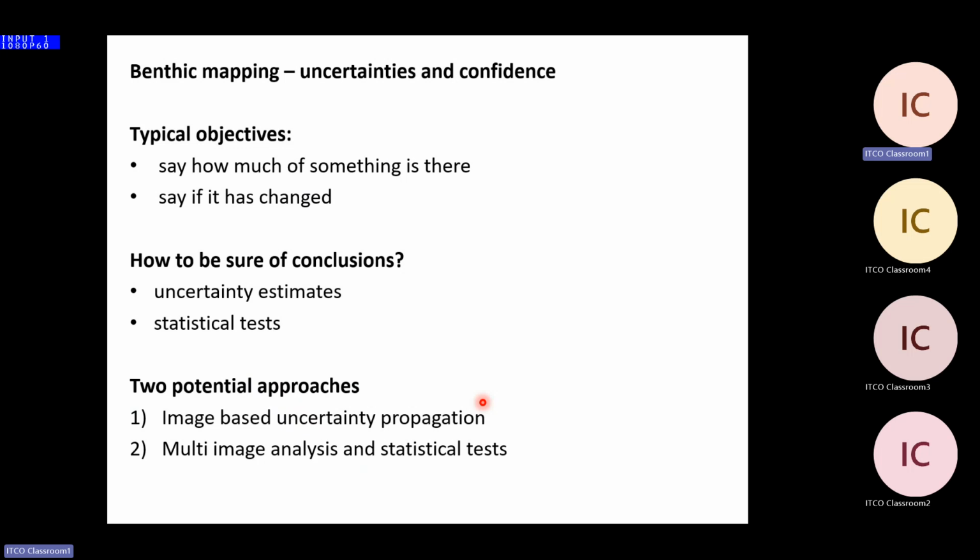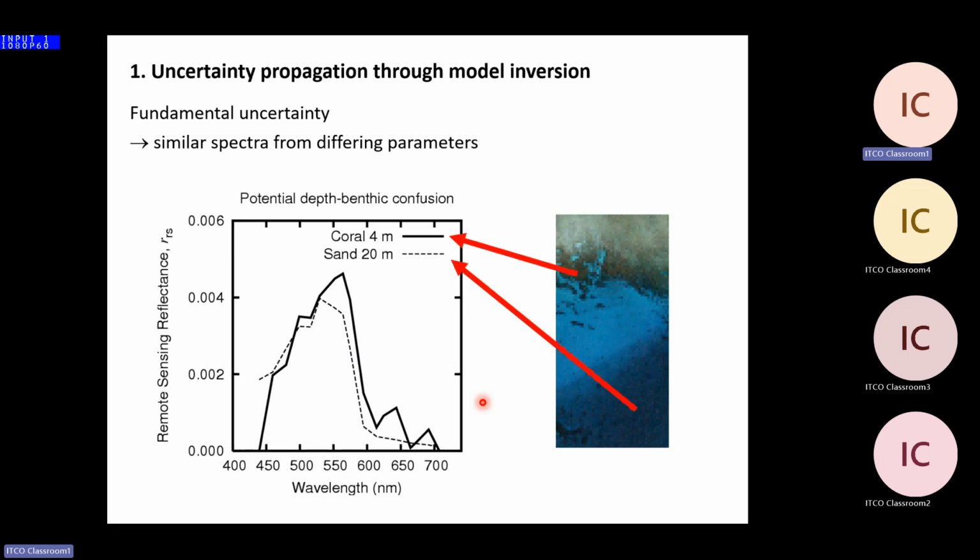And there's two possible approaches, which I'm going to briefly talk about. One is, in the model inversion methods, it's possible to do an uncertainty propagation through the inversion. And the second one is using multiple images, what we can do if we use multiple images. So first one, uncertainty propagation.